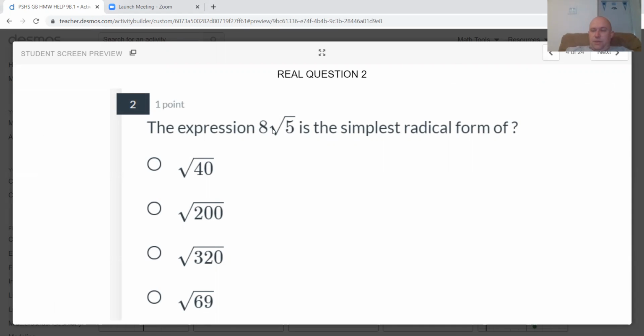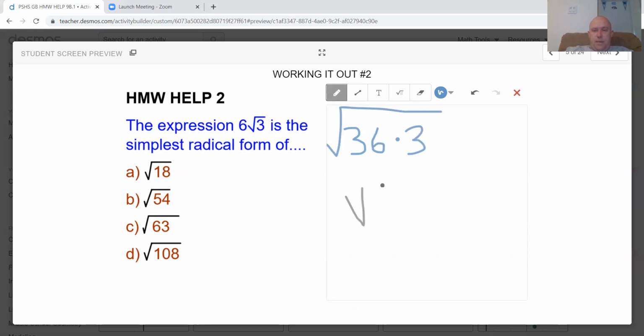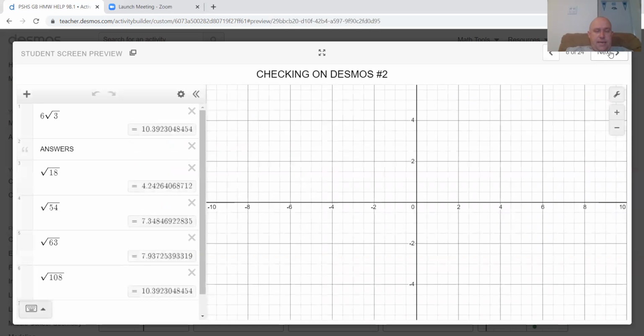Same idea with this one. This one's just with numbers, which sometimes makes this a little bit easier. That's the real question. And I'm going to do a similar question. So the question I'm going to do then is, I want to bring this number back inside the square root. So I'm just going to square this number. So 6 times 6 is 36. I already have the 3 inside the square root already. And then you can just work out 36 times 3, which is 108. So on my question, it would be answer choice D.